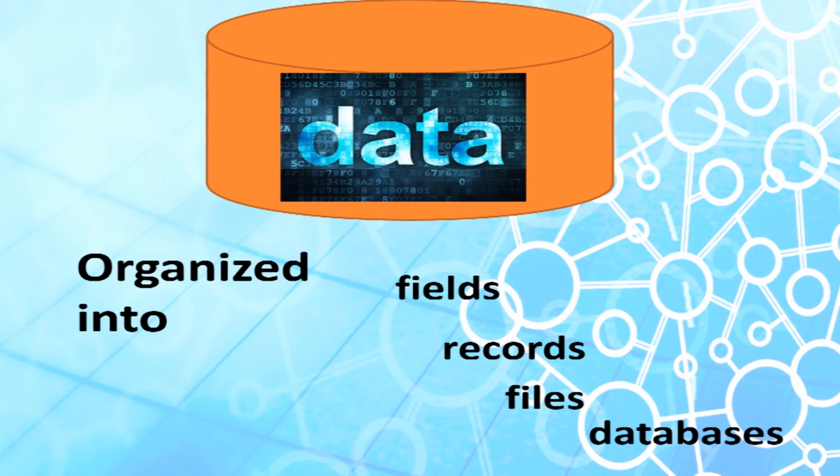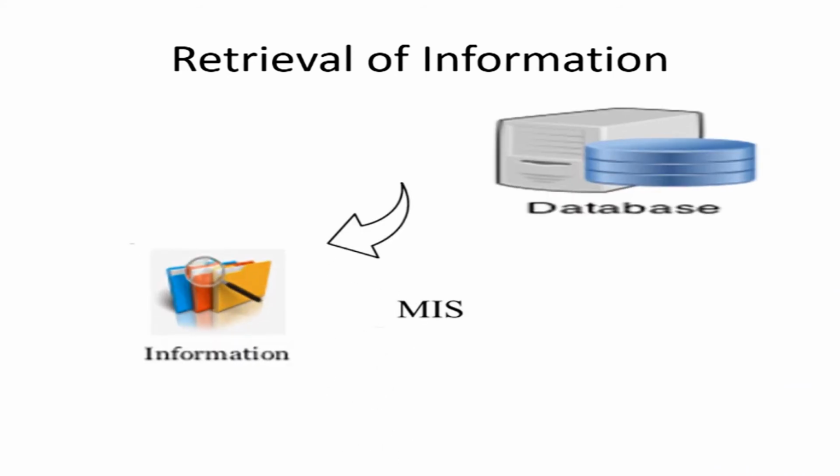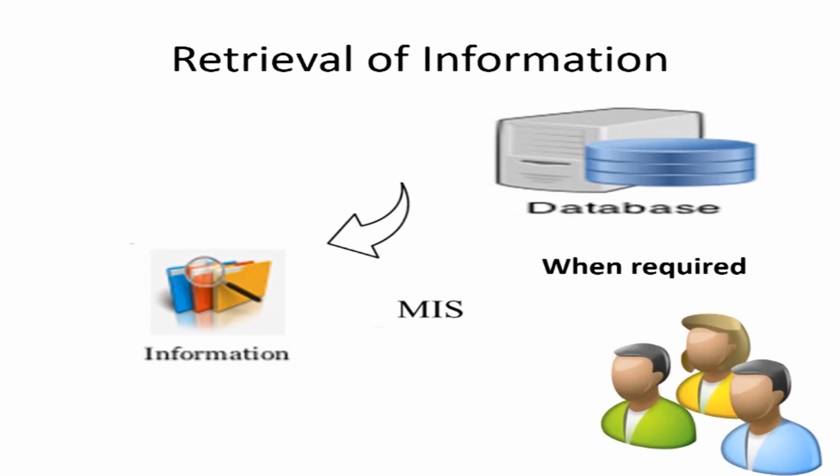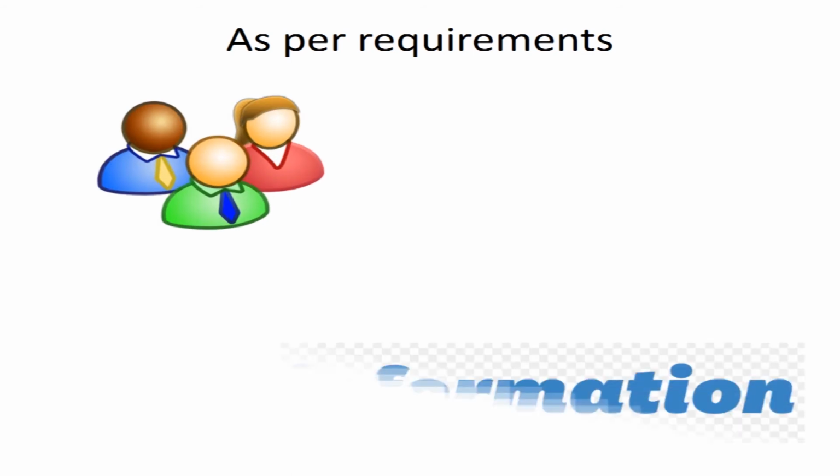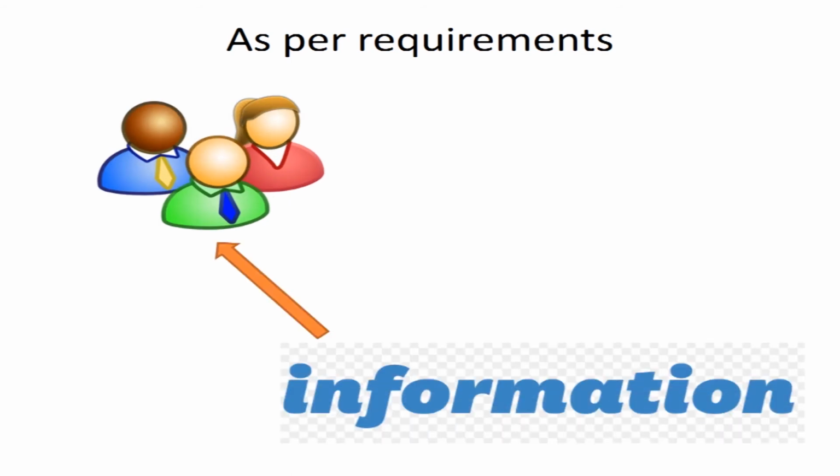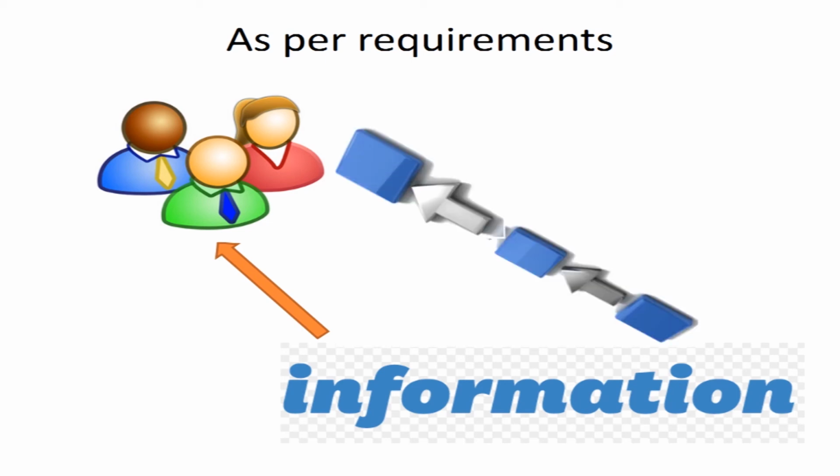Fourth aspect is retrieval of information. MIS retrieves information from its stores as and when required by various users. As per the requirements of the management users, the retrieved information is either disseminated as such or it is processed again to meet the exact demands.